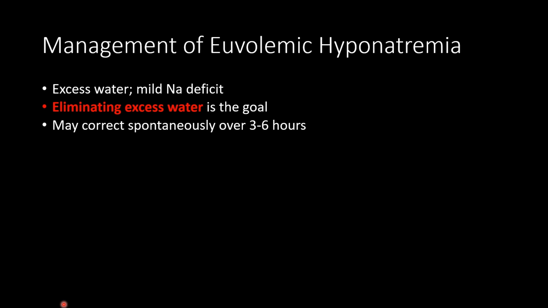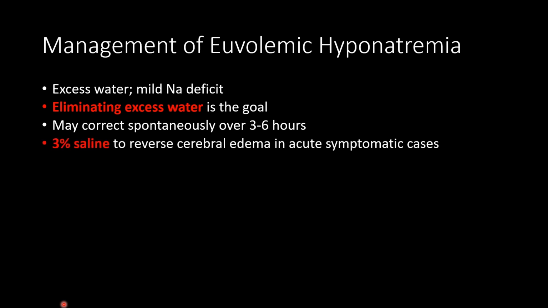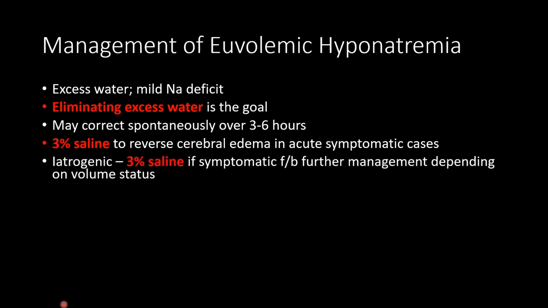But whatever may be the cause, whatever may be the mechanism, whatever may be the duration, if the patient is having symptoms and it is acute, we may need to administer 3% saline to the patient to reverse the cerebral edema. If the patient is having iatrogenic euvolemic hyponatremia, we may need to give 3% saline if the patient is symptomatic. Further management will depend upon the volume status.